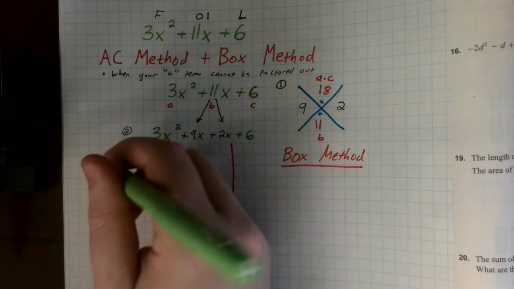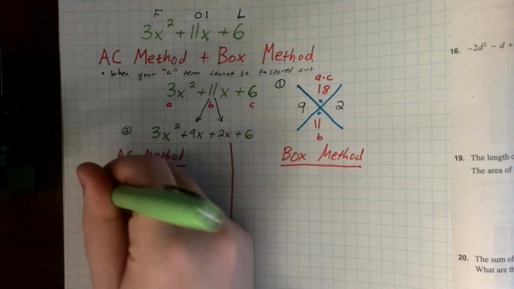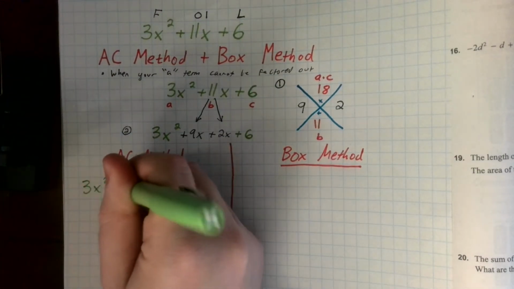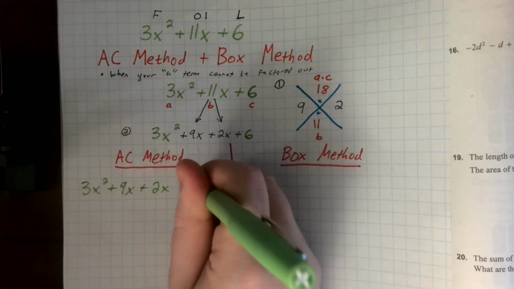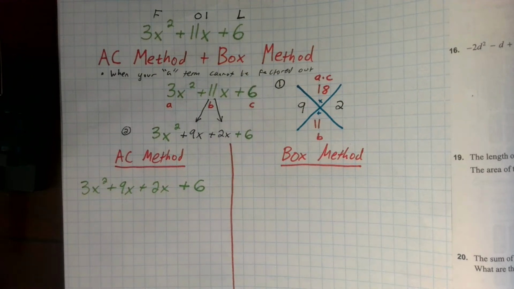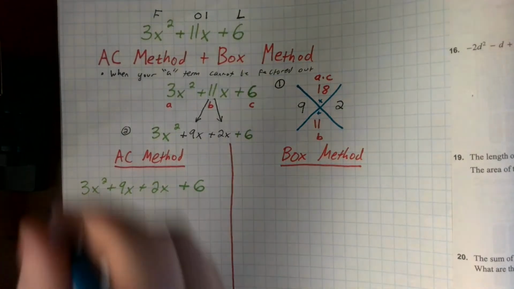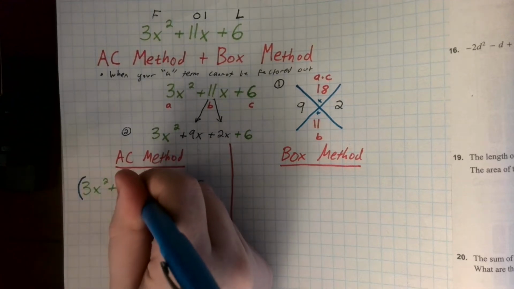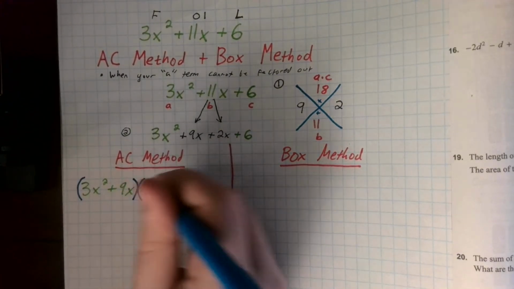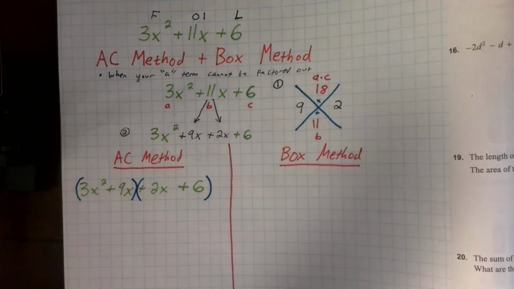The AC method goes like this. Once you have your 4 terms all laid out, 4 terms is a lot to deal with, right? That's a lot to sort of manage. So we're going to break this problem up into smaller bits through a process called grouping. We are going to group together our first 2 terms in parentheses and our last 2 terms in parentheses.